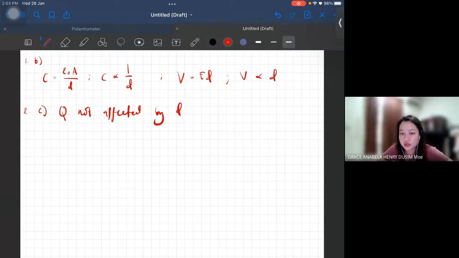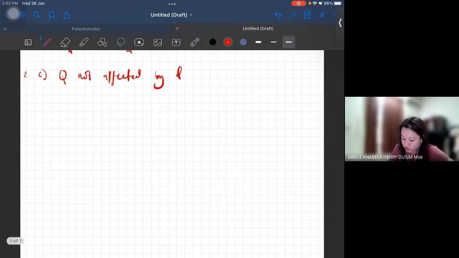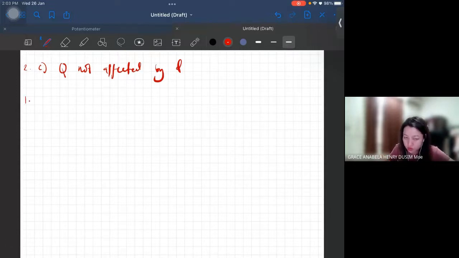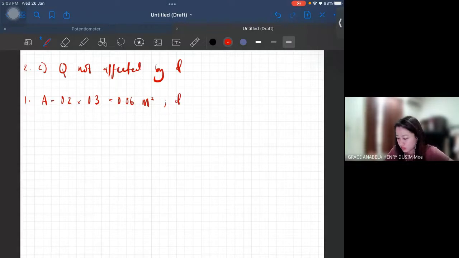Question 1, the subjective questions. Given is the area, which is 0.2 times 0.3, giving us 0.06 meter squared. The separation is given as 1 millimeter. It asks us to calculate the capacitance, so capacitance can be calculated using this equation. From here, you should get the value of 5.31 times 10 negative 10 farad.